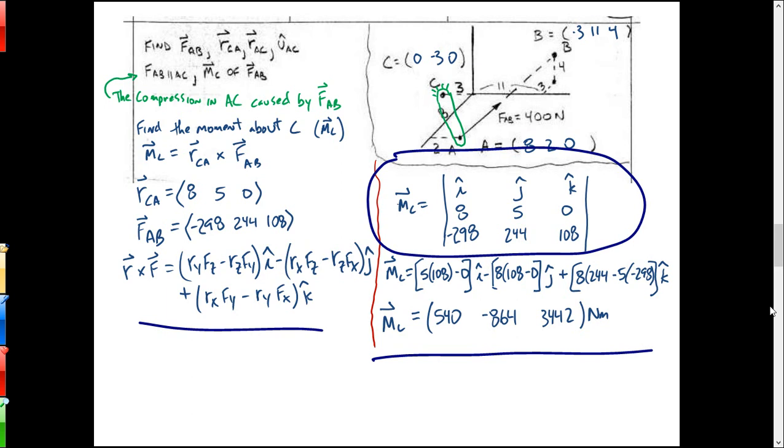You okay with that? So there's unit vectors, force vectors, position vectors, and then dots for projections, crosses for moments. Okay.